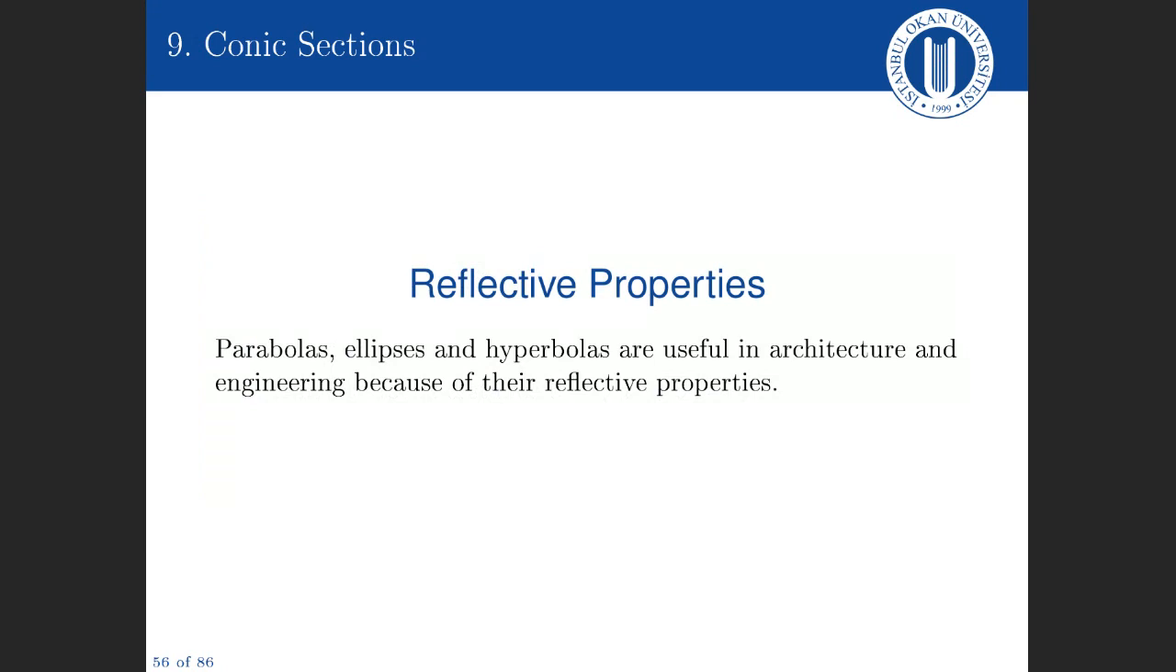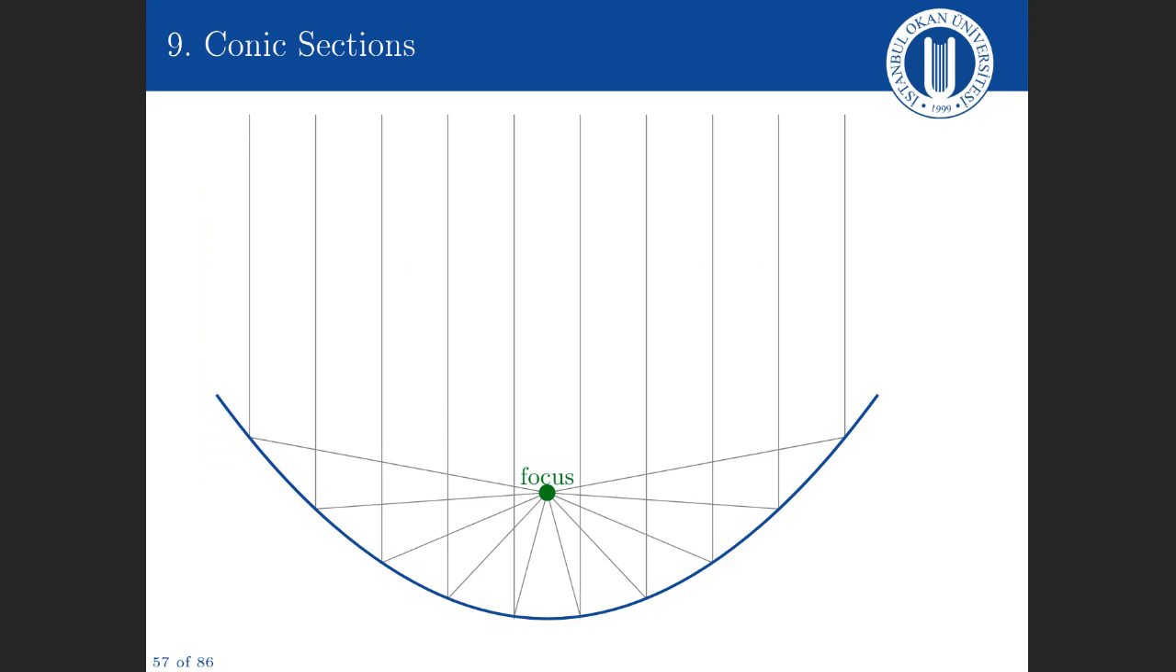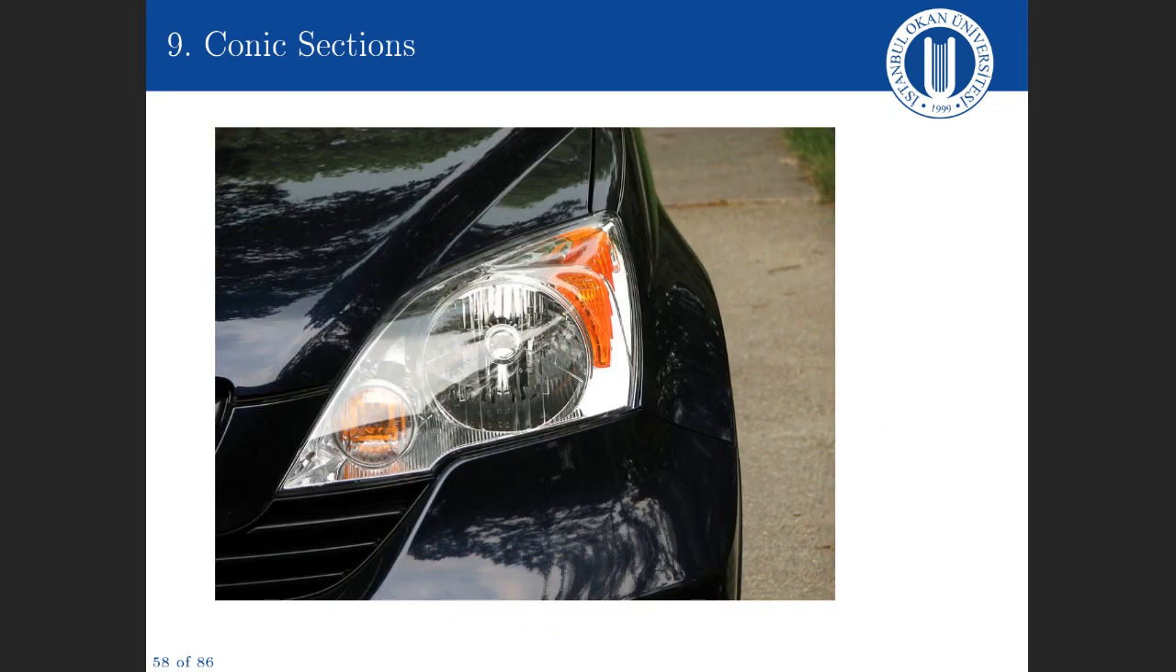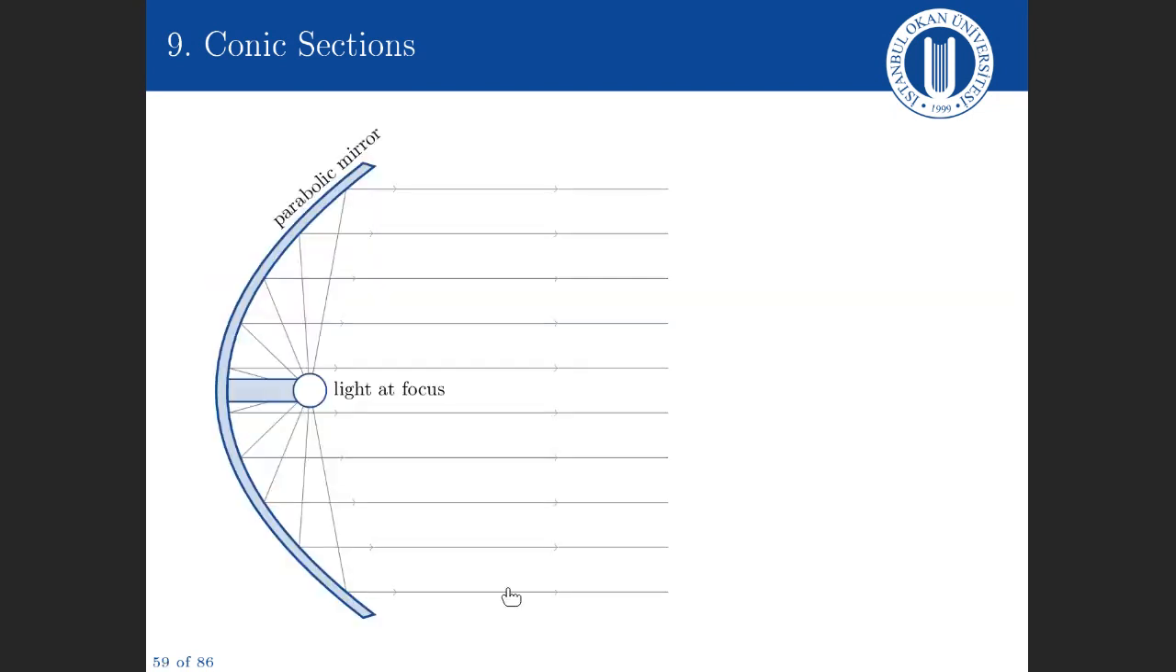Why are we interested in these? Because they have useful reflective properties. A parabola, to start with, has the property that rays which originate at the focus are bounced off the parabola as parallel lines. For example, this is used in a car headlight. We put the light bulb at the focus of a parabolic mirror. The light shines out of the light bulb, is reflected off the parabolic mirror, and then leaves the car headlight as parallel rays.